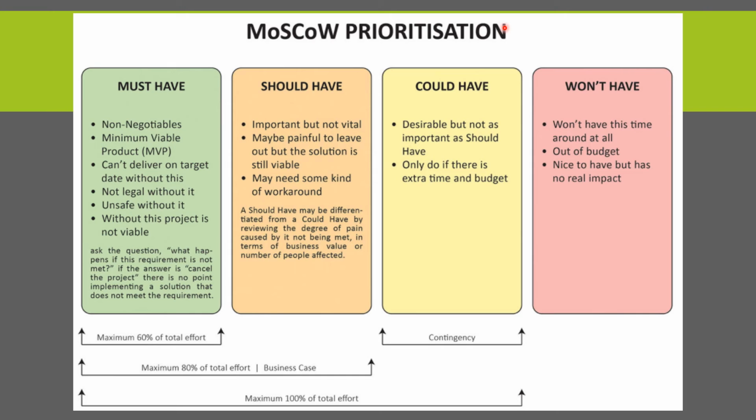MoSCoW is one of the widely used, and what is very important in this picture I am talking about is the way you want to load a particular sprint, right? So you have to maintain at least 20% of contingency with could have items, and you can have MUST have items at least 60%, and another 20% on should have items, right?